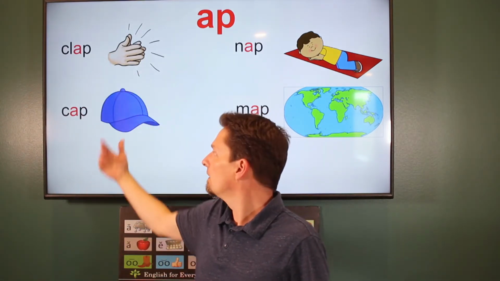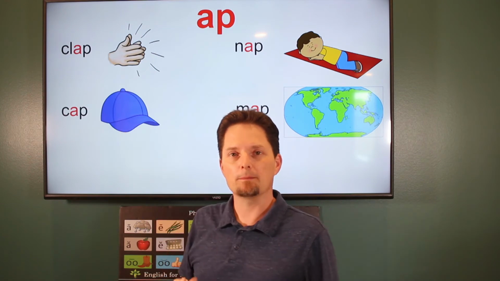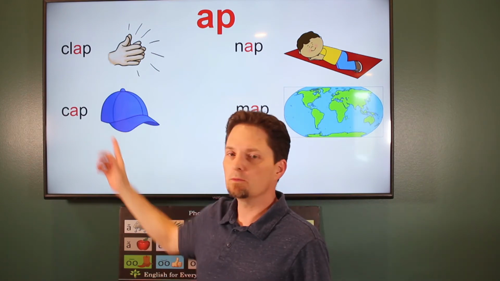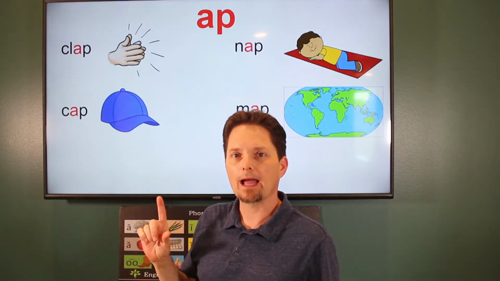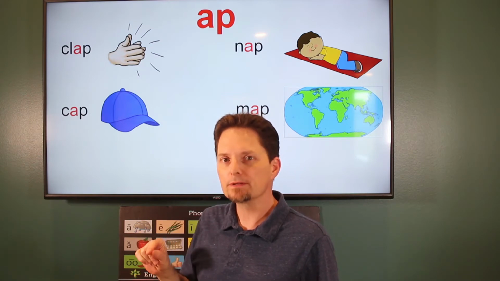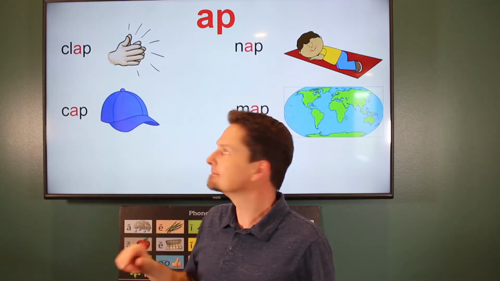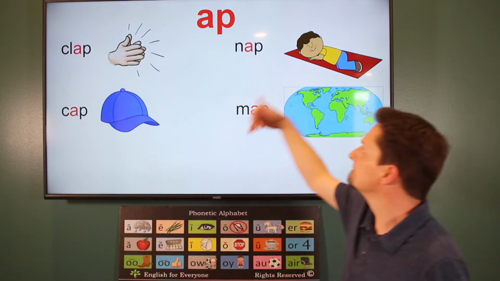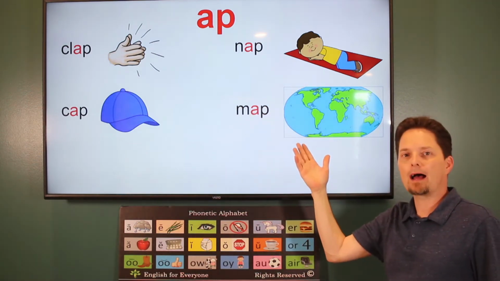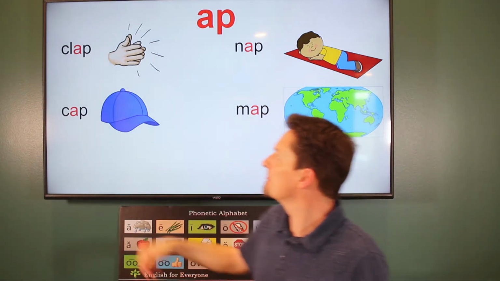More examples. Clap. With the P sound, we make a stop P. You put the position. No clap with a full P. Clap. Nap. Mat. Let's practice.